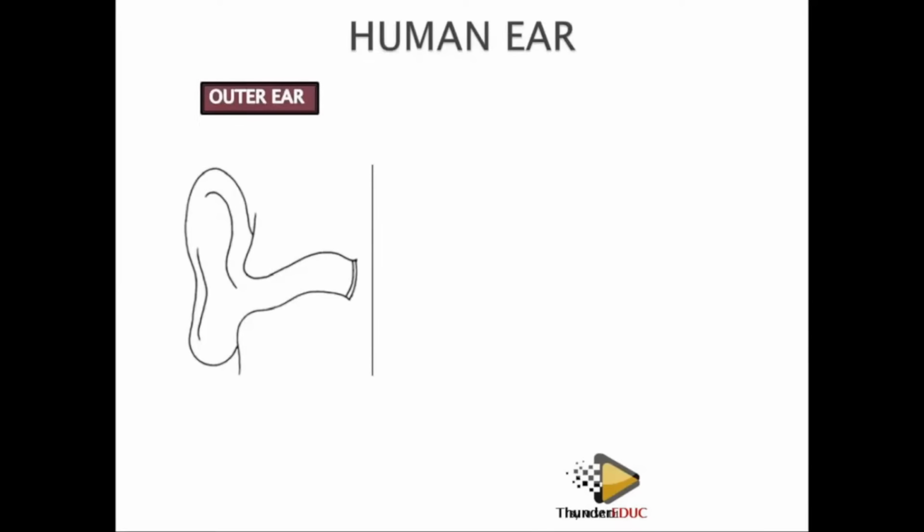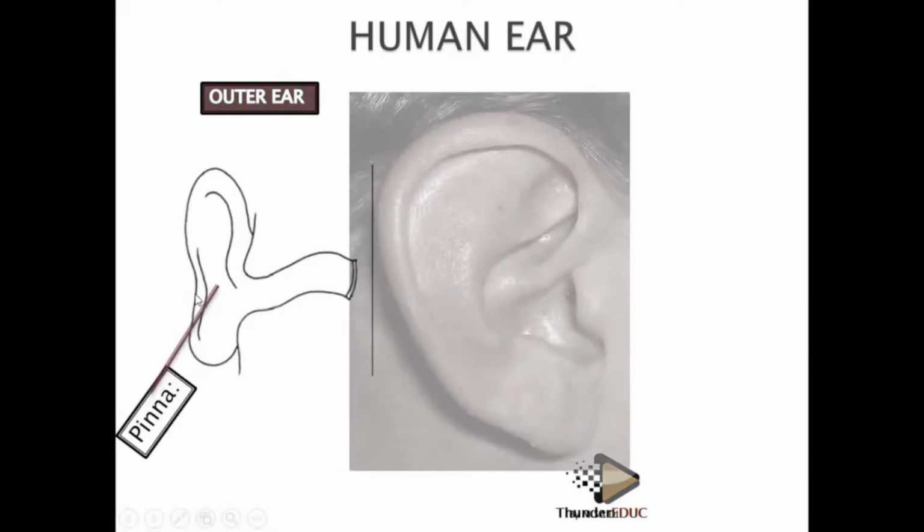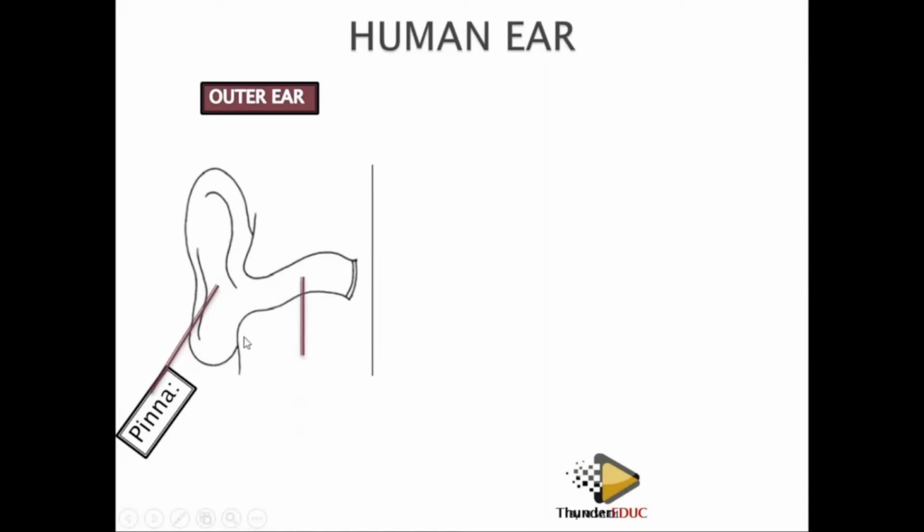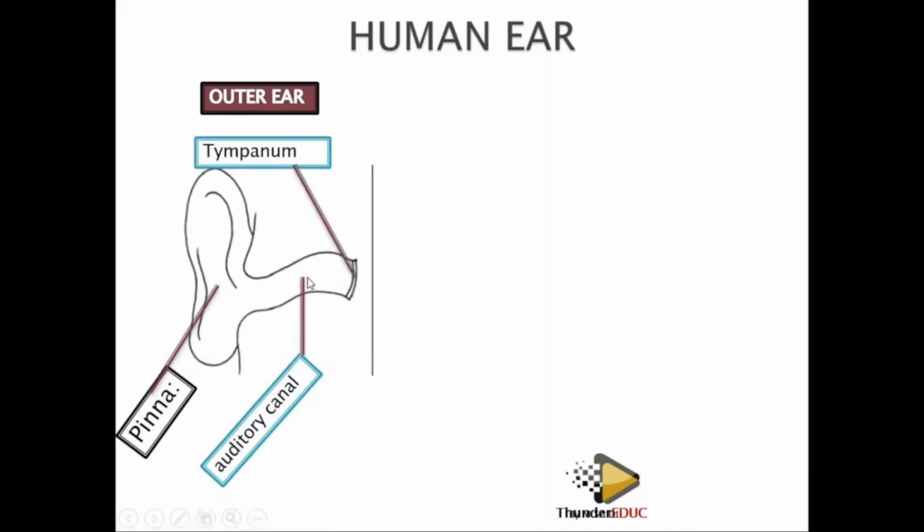The ear is divided into three parts. The outer ear consists of the pinna. The pinna is this flappy part which you see outside. The pinna is connected to what is called the auditory canal, and it also has what is called the tympanic membrane. When you're marking, we call it tympanic membrane. We don't call it eardrum. We prefer calling it tympanic membrane.